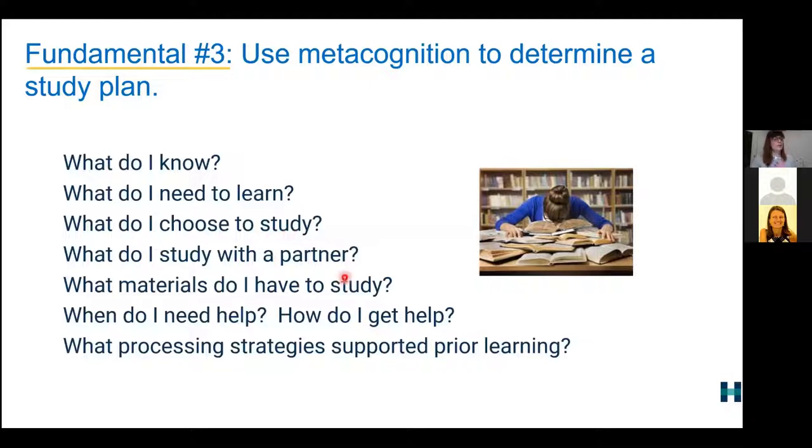Should I use a partner? Will that discussion help? What is better that I study on my own? What materials do I use to study? What do I have? And this is where, do I have a study plan from the teacher? And what processing strategy supported prior learning? How do I best learn? And how do I know what to memorize versus to understand versus to analyze?